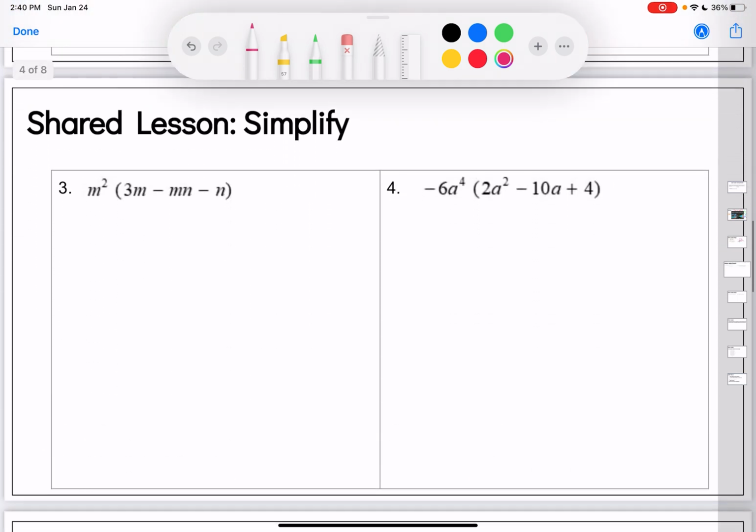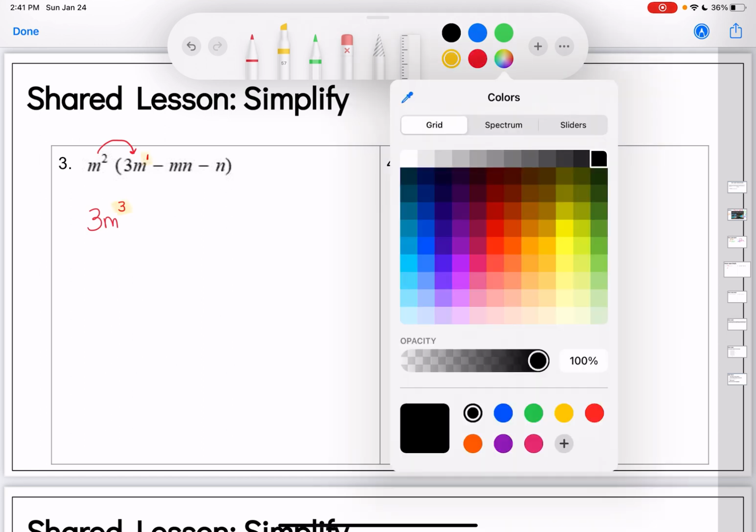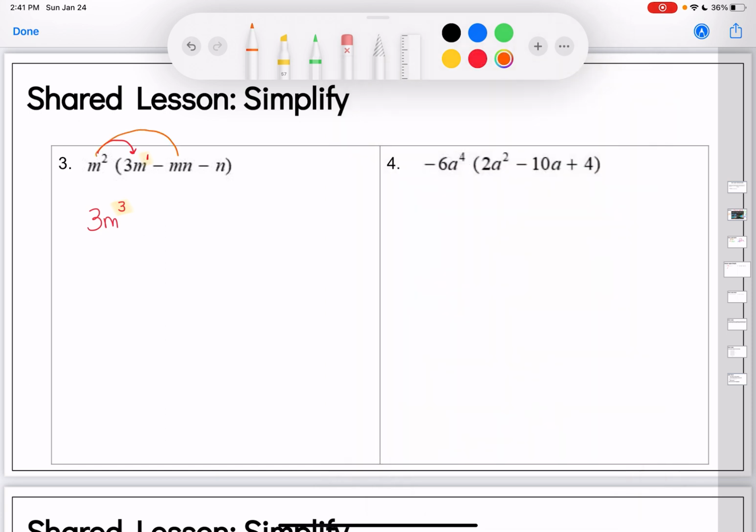Okay, same idea here. Maybe you want to take a shot at these on your own, right? Pause your video, see what you can do. So when I distribute my m squared to 3m to the 1st, m squared times 3m to the 1st would give me 3m to the 3rd. Be careful there, right?